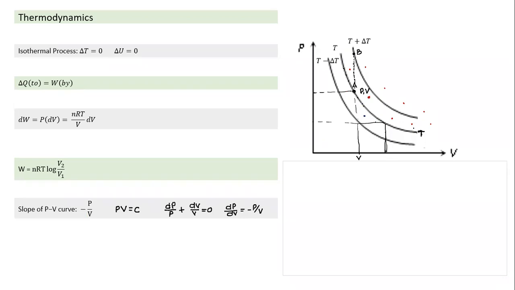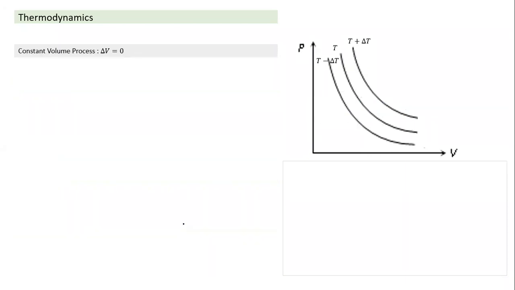So suppose I mark three different processes. What are they? I carry out a process from A to C. In this case, what has happened to the temperature? Since this process has moved above the isotherm, the temperature has increased. Any process which goes above the isotherm, the temperature will rise. And if we go below the isotherm, the temperature will fall. So that's another point: above the isotherm curve, temperature rises; below, temperature falls.